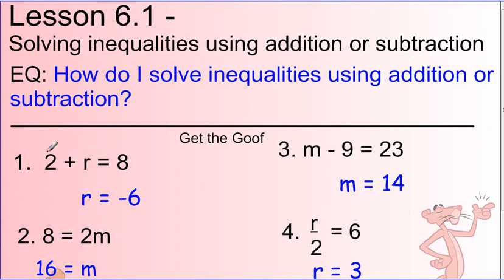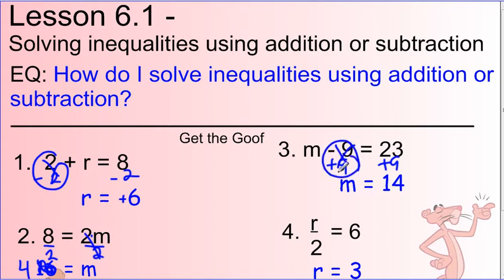So the way we get rid of this plus 2 is we subtract 2, these would cancel out, and we would get a positive 6. And number 2, the way we get rid of a times by 2 is we would divide by 2 on both sides. And 8 divided by 2 is not 16, it's 4. In number 3, to get rid of a subtract 9, or a negative 9, we would add 9. Plus 9, and these cancel out. And 23 plus 9 is not 14, it would be 32.